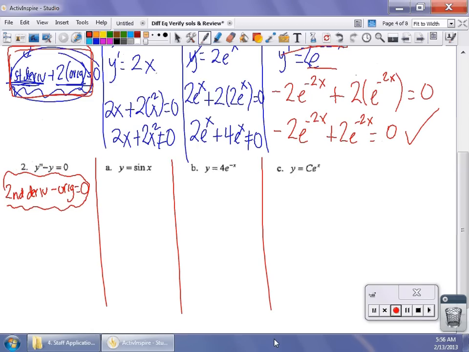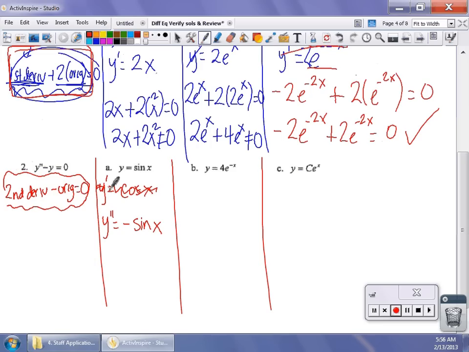Now notice this time I have to find not just the first derivative, but also the second derivative. So y prime, the first derivative: the derivative of sine is cosine. And I only needed that to get to the second derivative. The second derivative, the derivative of cosine, is negative sine x. Now I'm going to lightly cross that out because the only reason I needed the first derivative was to get to the second derivative.